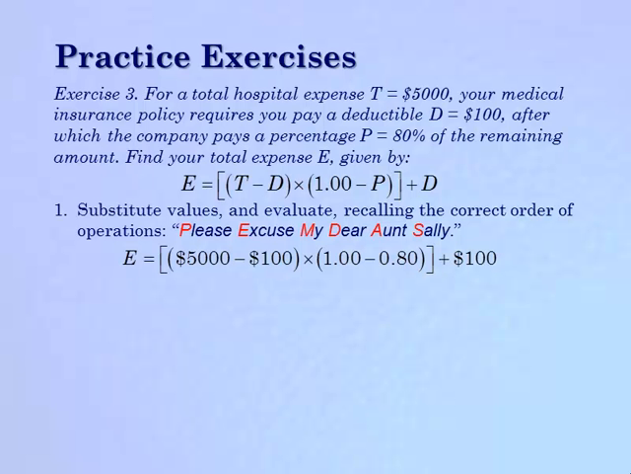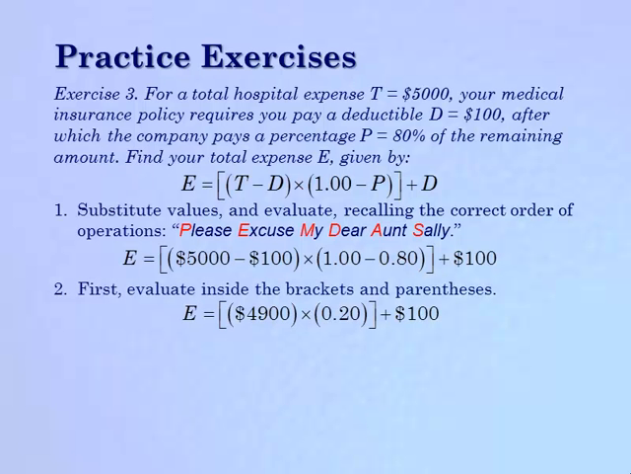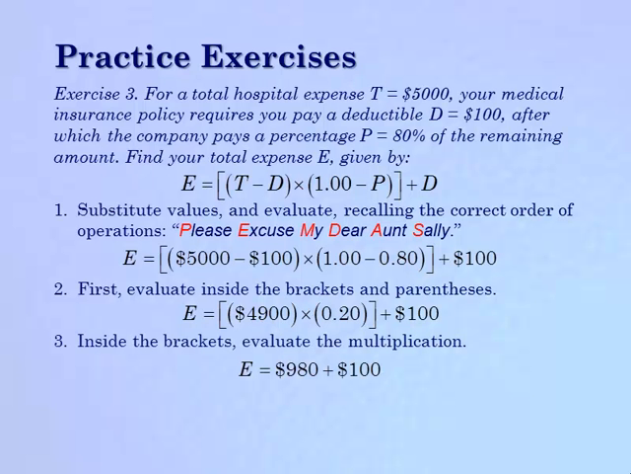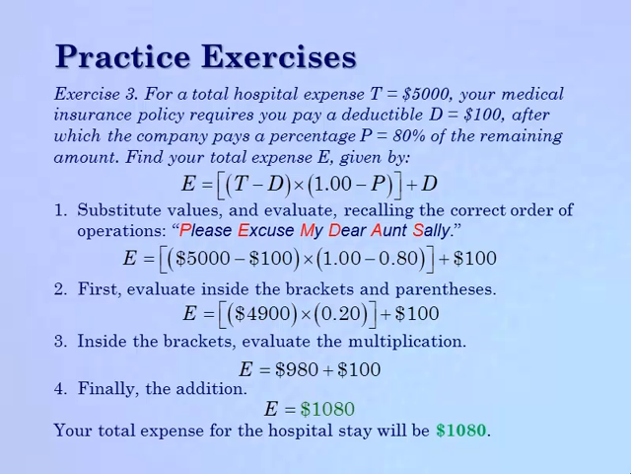5,000 minus 100, which leaves 4,900, and here's another parentheses, and we need to evaluate that right away. 1.0 minus 0.8 equals 0.2, and now we have some more brackets that we still need to evaluate. So we need to evaluate the 4,900 times 0.20, and we get 980. And then finally we get to add the 100, and we get E is equal to 1,080. So the total expense for the hospital stay will be $1,080.